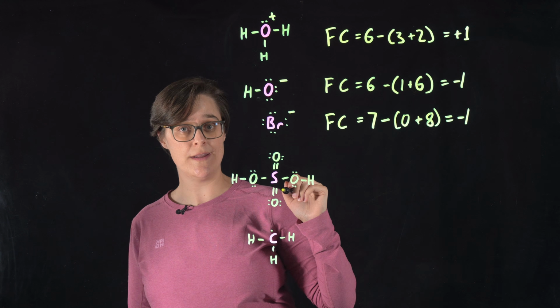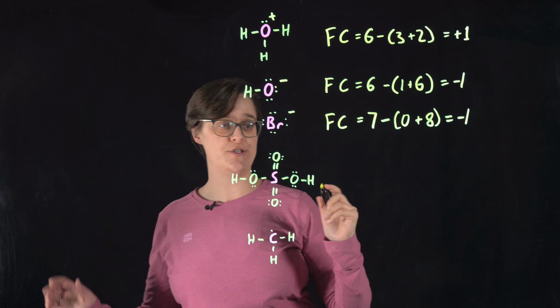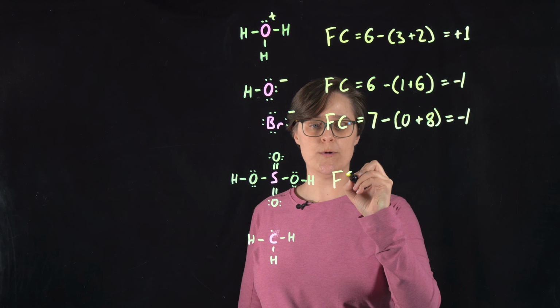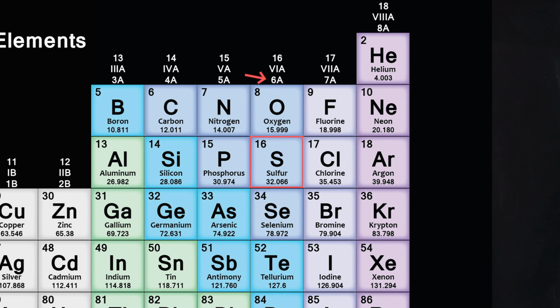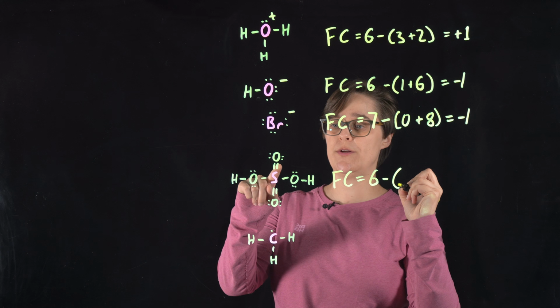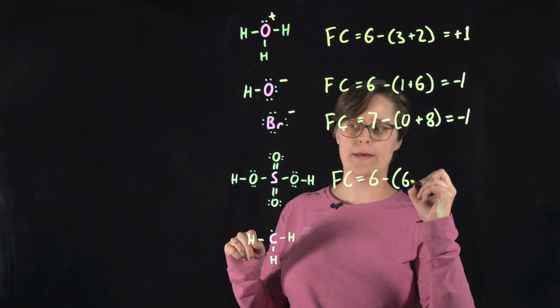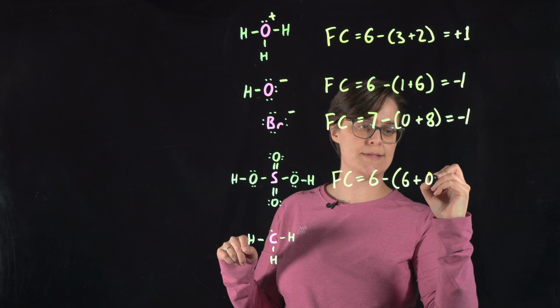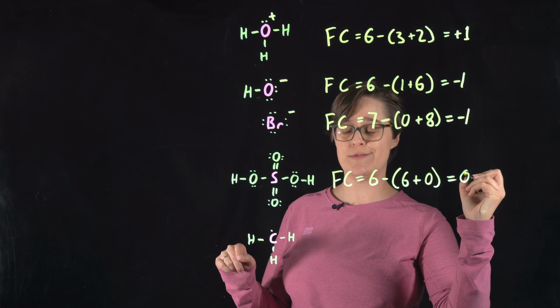Sulfur has an expanded octet, but this formula works just fine. So the formal charge of this sulfur. Sulfur is in group 6A of the periodic table. Total number of lines, 1, 2, 3, 4, 5, 6. No dots. So it has a formal charge of 0.